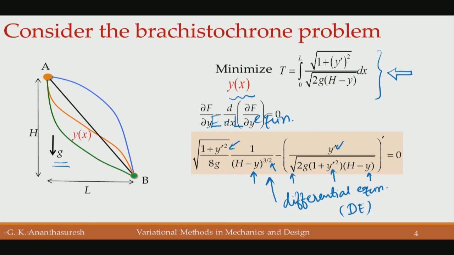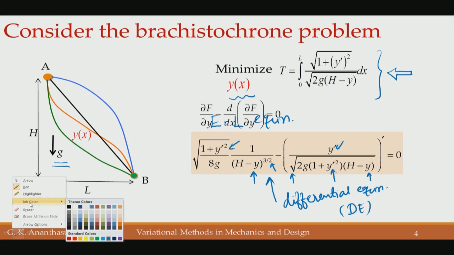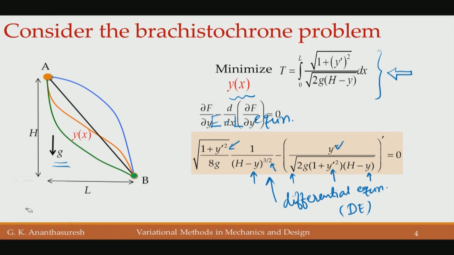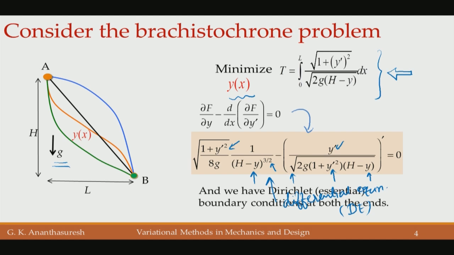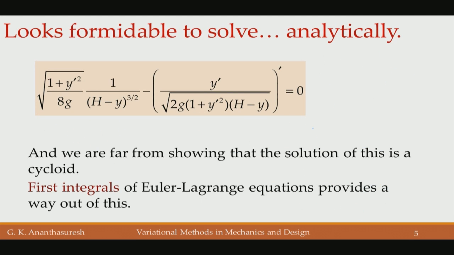Okay. That is the Euler-Lagrange equation, that is ∂f/∂y minus d/dx of ∂f/∂y' equal to 0, gives you this equation. Let me just erase what I wrote, so you can see the equation. And we have boundary conditions also there.